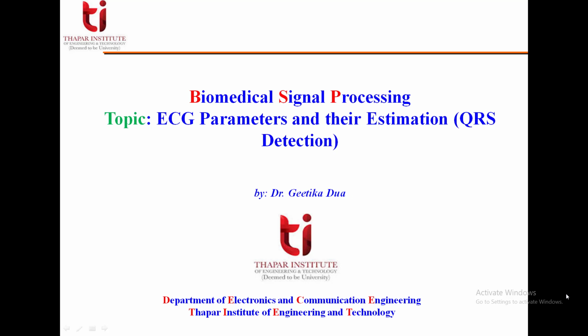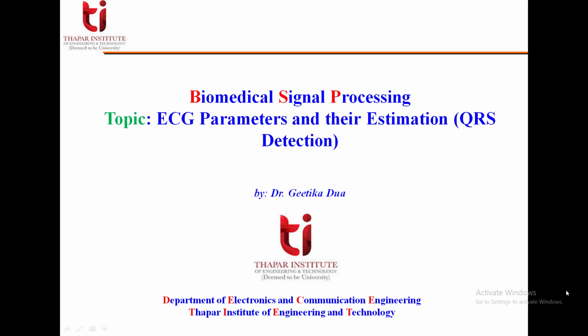So today we will discuss the ECG parameters and their estimation. This lecture is in continuation with our previous lecture, in which we have seen the cardiac cycle and different parameters of the ECG signal which need to be estimated, and we have started with the estimation of the QRS complex. So this lecture will be the continuation of the same.